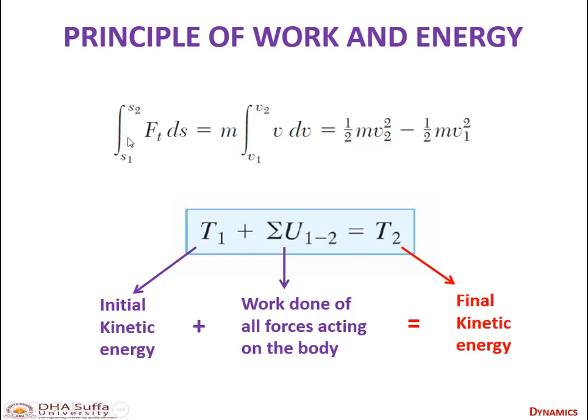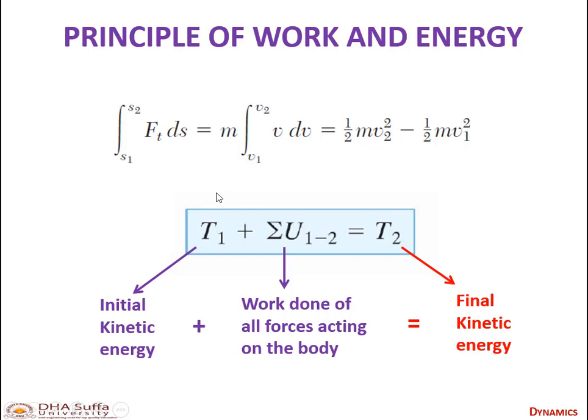If we move these relations from one point, let's give some names to them. This left hand side is the summation of all the work on the particle from point 1 to 2, and the first term is T1, the initial kinetic energy, and the second term is the final kinetic energy. If I move the first term to the right hand side, you will see that the initial kinetic energy plus the work done on the particle by all the forces acting on the body results in the final kinetic energy of the body.